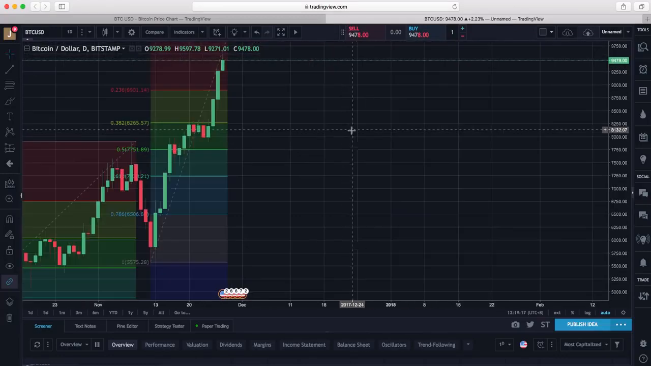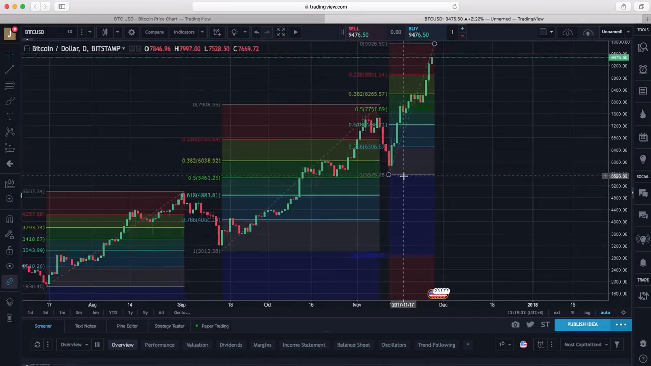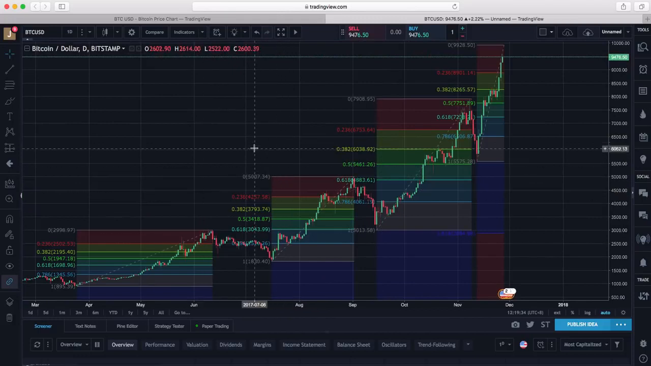So if you do buy at the 38, you set a buy order in here, and then it does drop to say here, I'd set a stop loss because it probably won't hang around here. It'll probably drop down to the 50 or drop down to the 61. Anyway, guys, that's my take of a Fibonacci retracement.